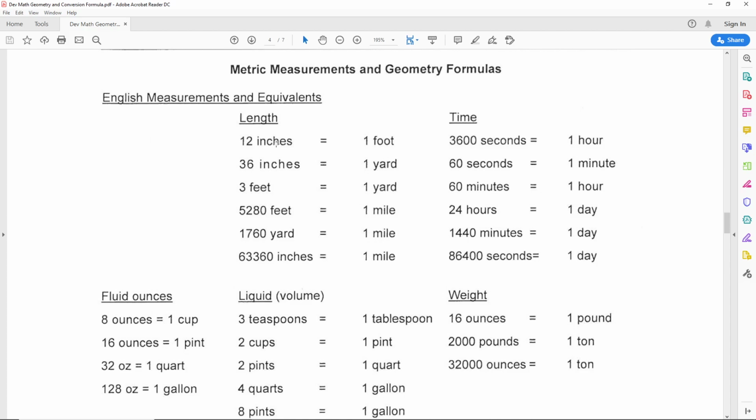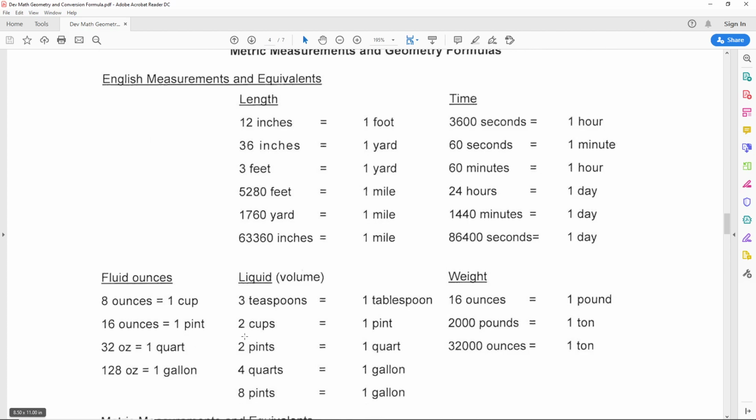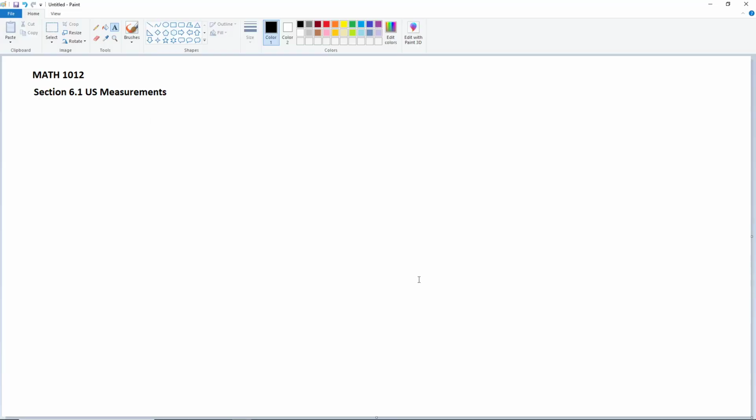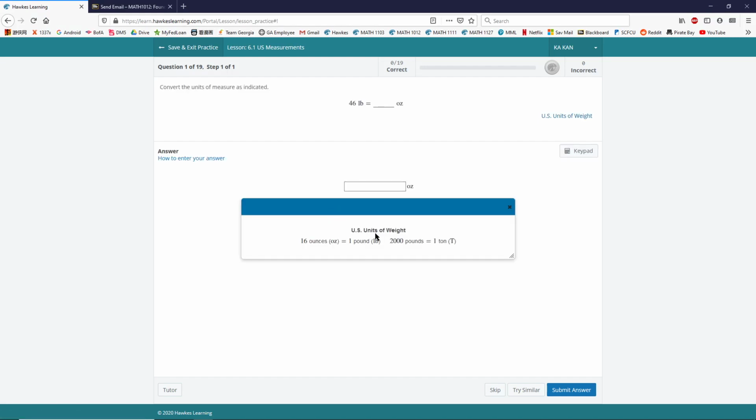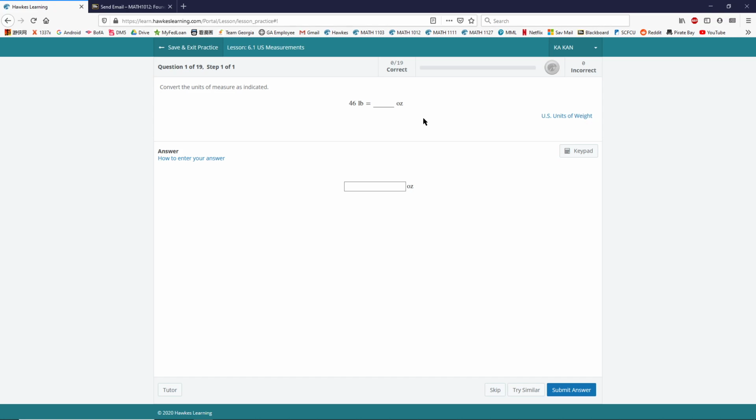Basically, you have the length, time, fluid ounces, liquid weights, stuff that you have already seen in the past, but it's just good to have in one place. Even though when you do your homework and your test, you'll be able to see it right here, so that they give you the information right here. So now, let's look at the first problem.